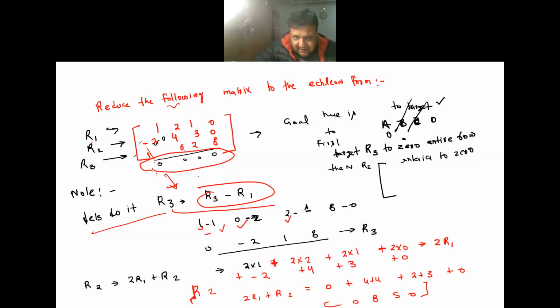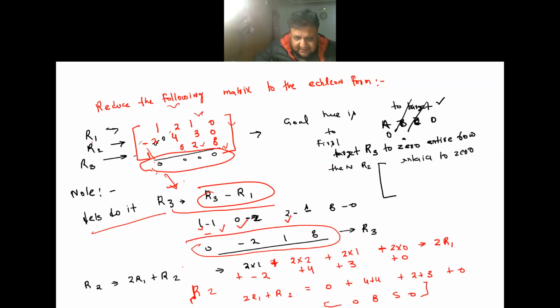2 is the upper value there. And in R3 the value is 2. See, this is R3 minus R1. So this 2 is R3 minus R1, and then 8 minus 0. So I get a result here: 0, minus 2, 1 and 8.